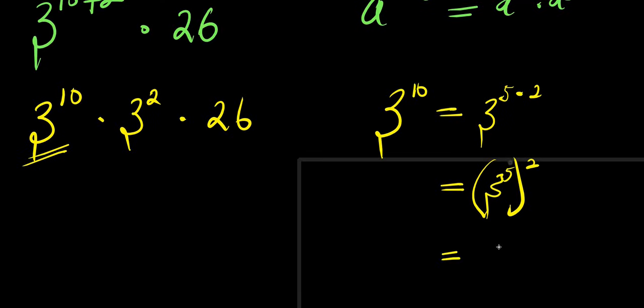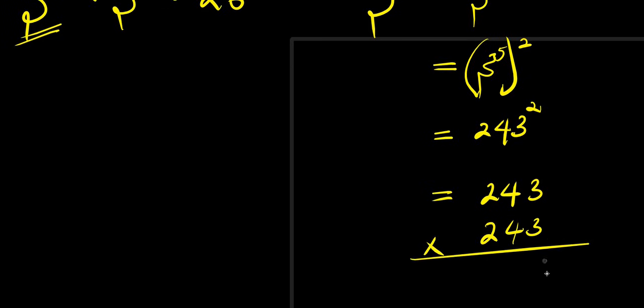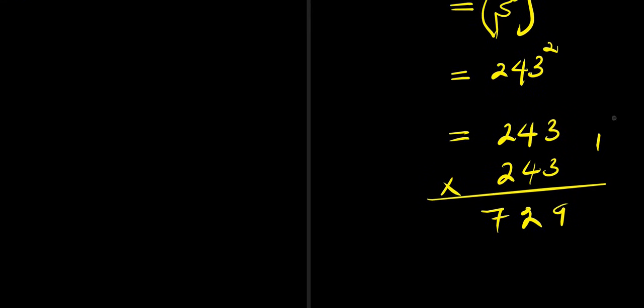And 3 to the power of 5 is 243, and this is raised to the power of 2. So this simply means 243 times 243. 3 times 3, 9. 3 times 4, 12, 2 carry over 1. 3 times 2, 6 plus 1, 7. 4 times 3, 12, 2 carry over 1. 4 times 4, 16 plus 1, 17. 7 carry over 1. 4 times 2, 8 plus 1, 9.